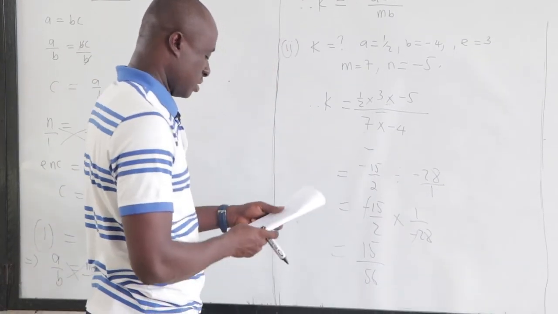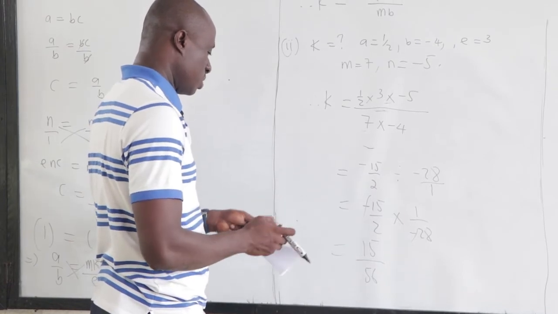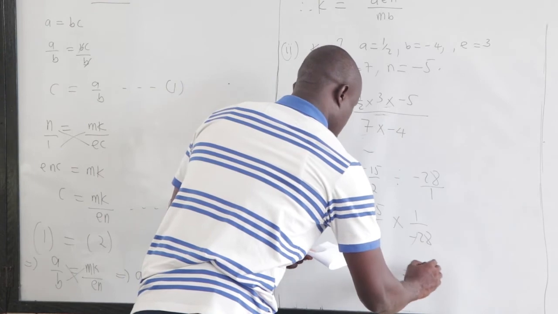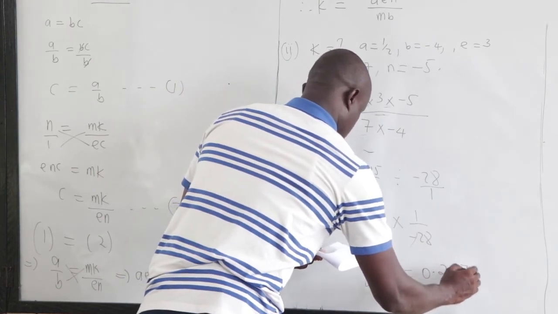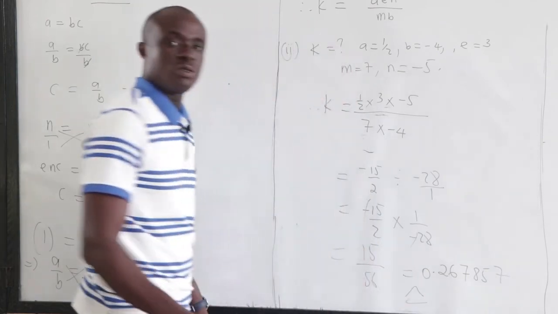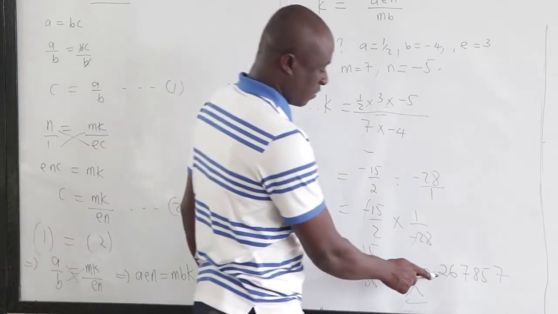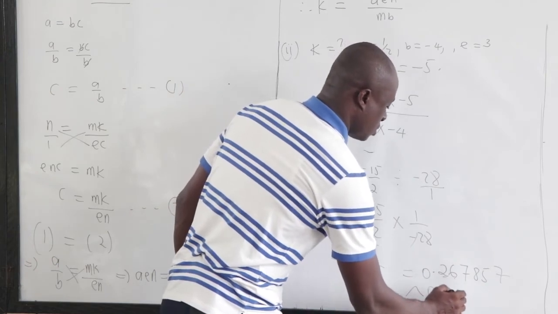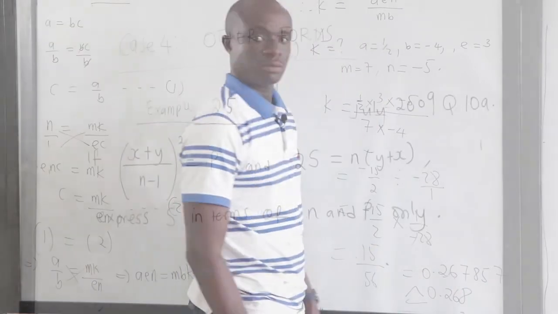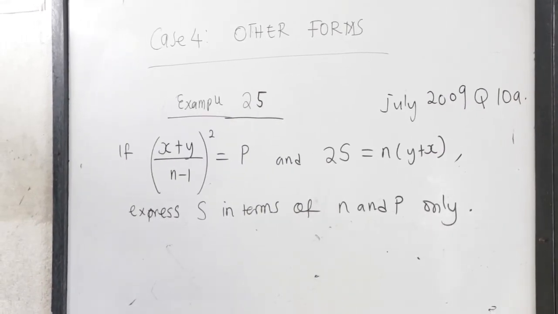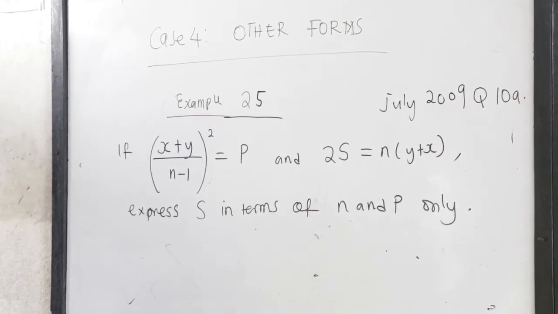Now 15 over 56, when we put it on the calculator, what do you have? This is giving us 0.267857. But then the question says to 3 significant figures. This is the first significant figure, second, and third. So you have 0.268.